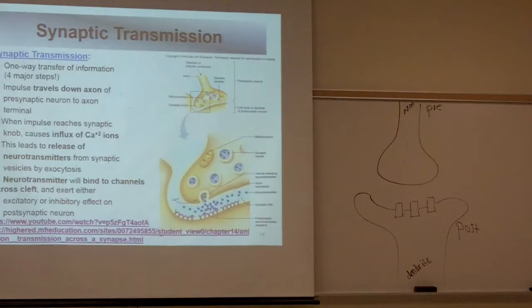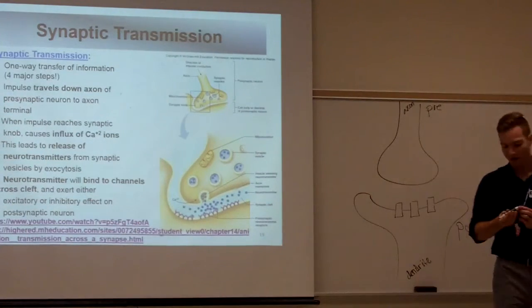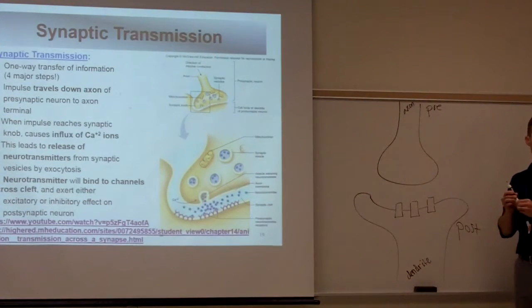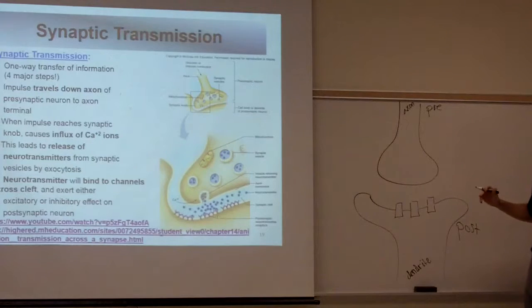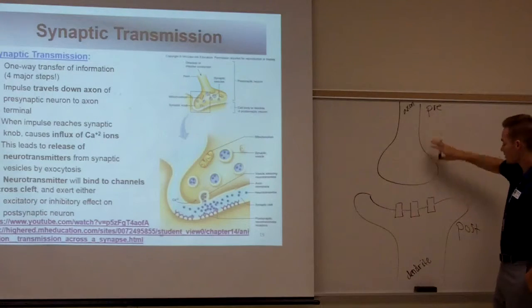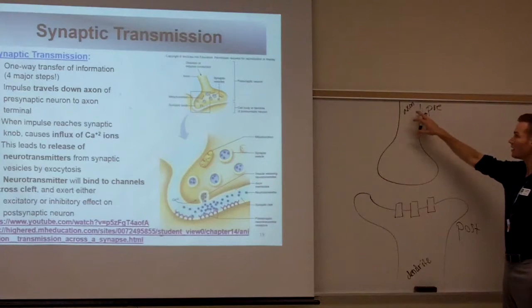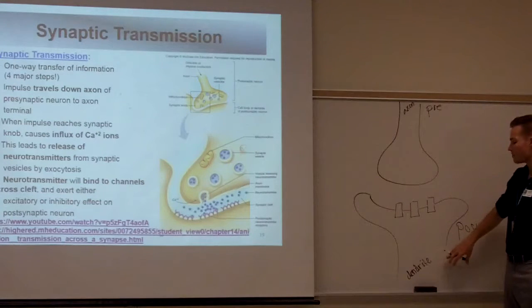Okay. To summarize, and you know I like to draw beautiful pictures of the things that we talk about in class. So I want you guys to do the same thing on your paper. You don't have to, but it's nice to get your own visual going. This is our presynaptic neuron. This is our postsynaptic neuron. This is our axon of the presynaptic neuron. This is the dendrite of the postsynaptic neuron.